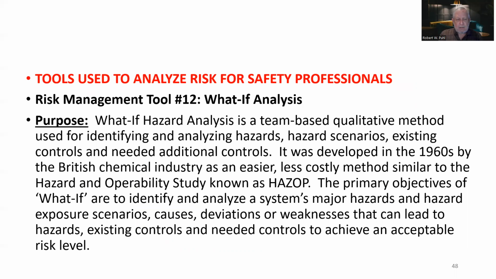The primary objectives of What If are to identify and analyze the system's major hazards and hazard exposure scenarios, causes, deviations, or weaknesses that can lead to hazards, existing controls, and needed controls to achieve an acceptable risk level.